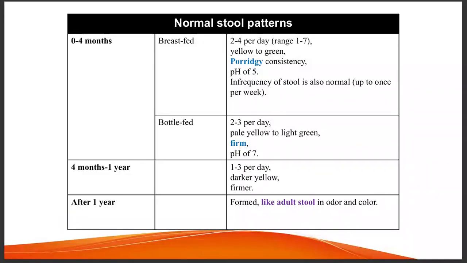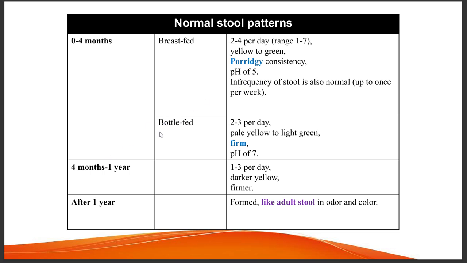When you look at the normal stool pattern for a child between 0 to 4 months, mostly these ones are breastfed. For the stool, they'll be able to pass 2 to 4 motions per day. Sometimes it can go from 1 to 7, that range, and usually this stool is porridgey in consistency with a pH of about 5, a bit more acidic.